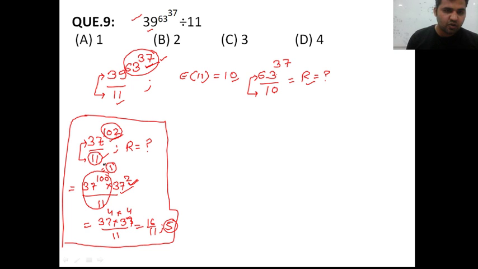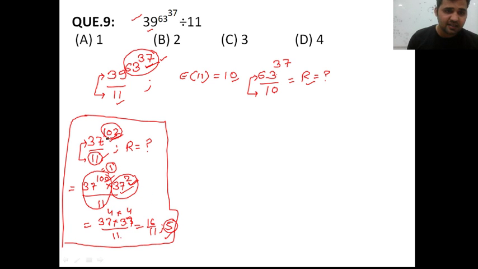37 power 102 when divided by 11. 11's Euler number is 10, right? So out of 102 we will remove the power of 100 because 100 is a multiple of 10. Using Euler remainder theorem, this part will give you an answer of 1 and you will be left with only this part. So 37 power 2, which is 37 into 37 by 11, which you can do by basic remainder theorem. So the answer will be 5.